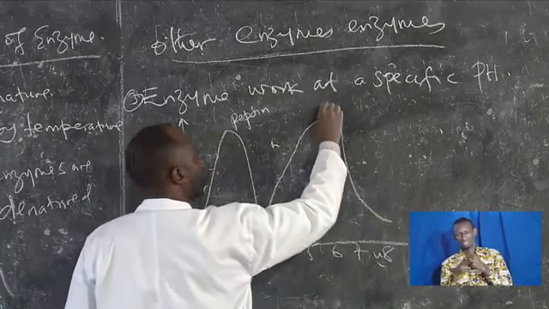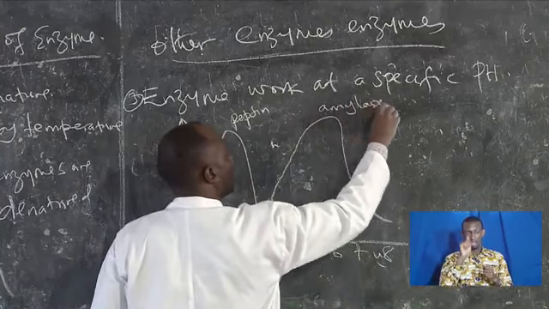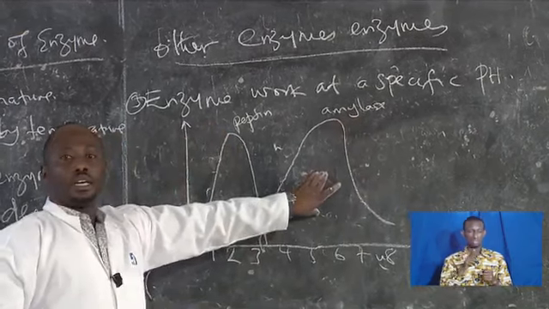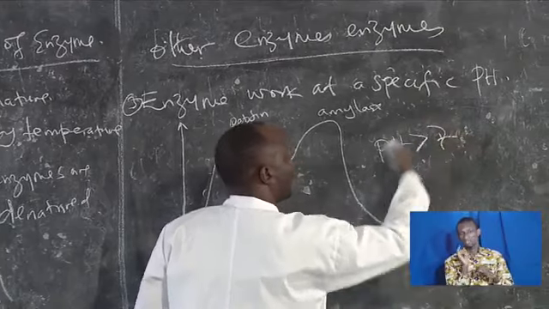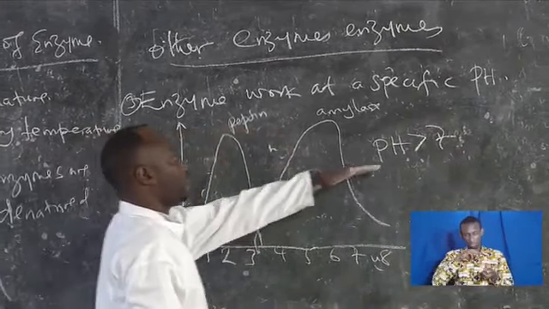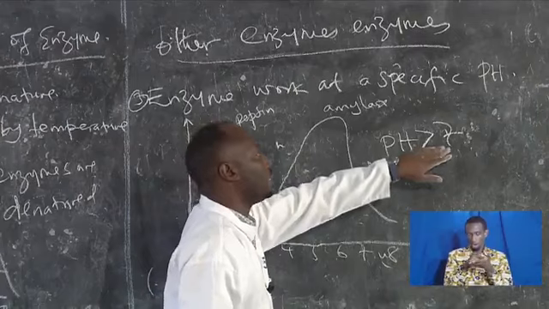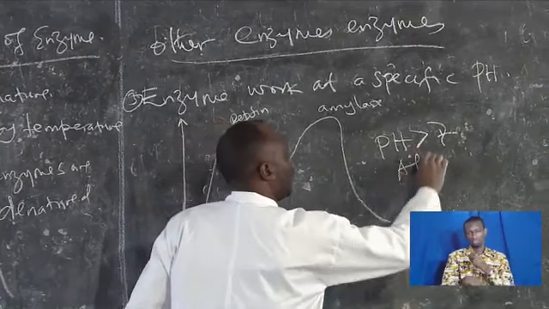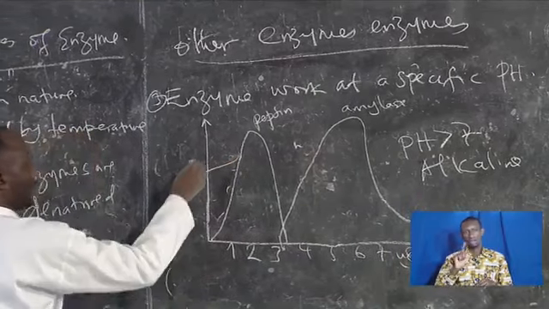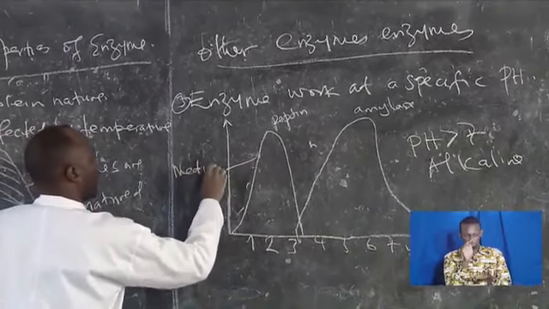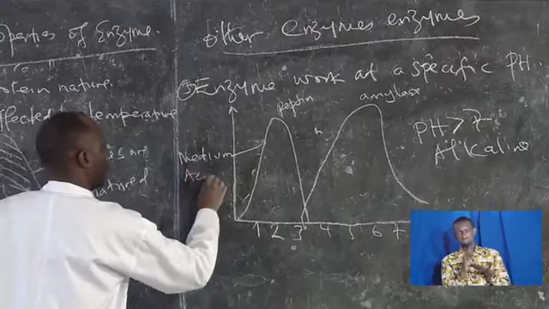You may find an enzyme like amylase can perform its function at a pH greater than 7. If I say greater than 7, it means that it performs its function efficiently when the environment is alkaline. Then this other one performs its function efficiently when the medium is acidic.